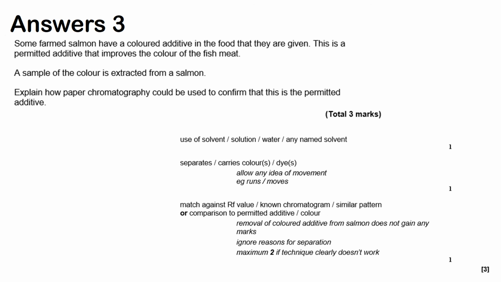Okay, so you're going to have run your chromatography on the sample that you took from the fish, and a second chromatography on the known additive, and you need to make sure those two chromatograms match up and have the same RF value. Okay, so that brings us to the end of lesson 3 in this series.